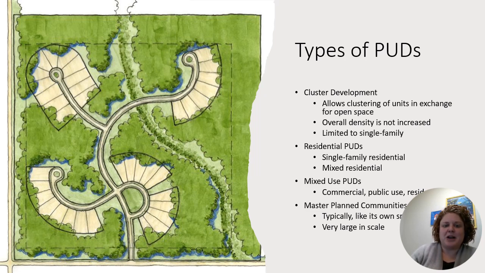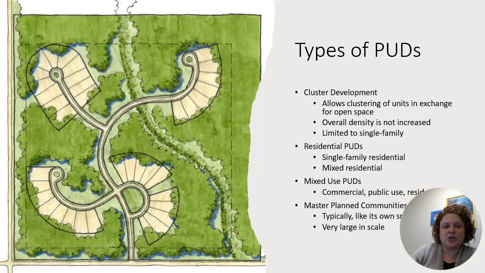A residential PUD is a broader category of PUDs. This includes mixing types of residences such as single family and multifamily in the same neighborhood. It also can offer an increased density compared to the surrounding development. A common requirement for these developments is to require community amenities in exchange for the increased density.